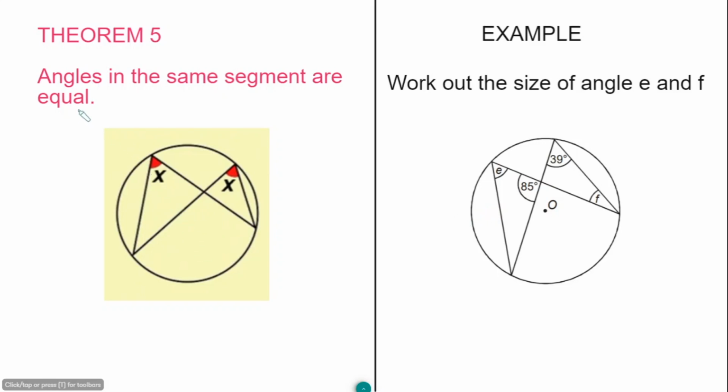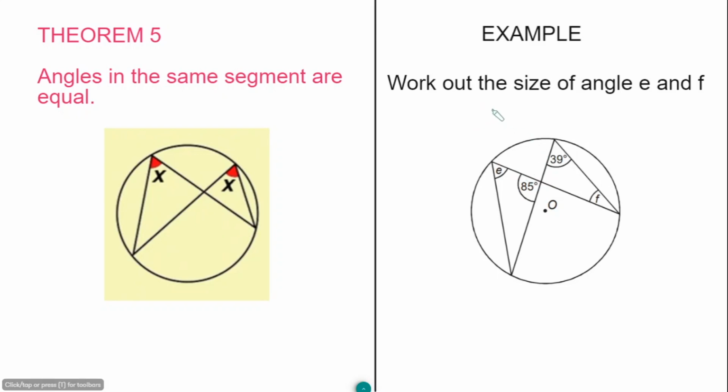Now this theorem says the angles in the same segment are always equal. They've got a circle and they have a segment here, another segment here. Now the angles in the same segment are definitely the same. Okay, that's very easy to remember, right? Yeah, so let's go straight to an example.